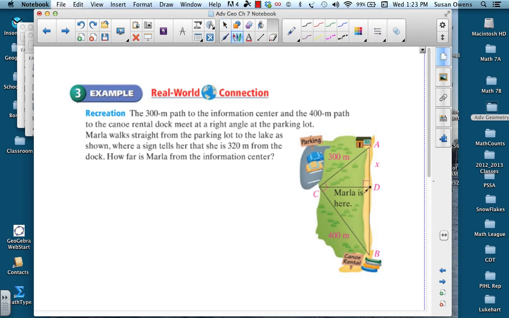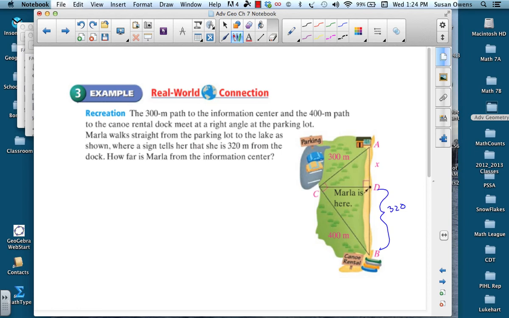So last example, a 300-meter path to the information center and a 400-meter path to the canoe rental dock meet at a right angle at the parking lot. So we've got a right angle at the parking lot. And Marla walks straight from the parking lot to the lake as shown, where the sign tells her she has 320 meters from the dock. So this is 320, and we want to find the other part.